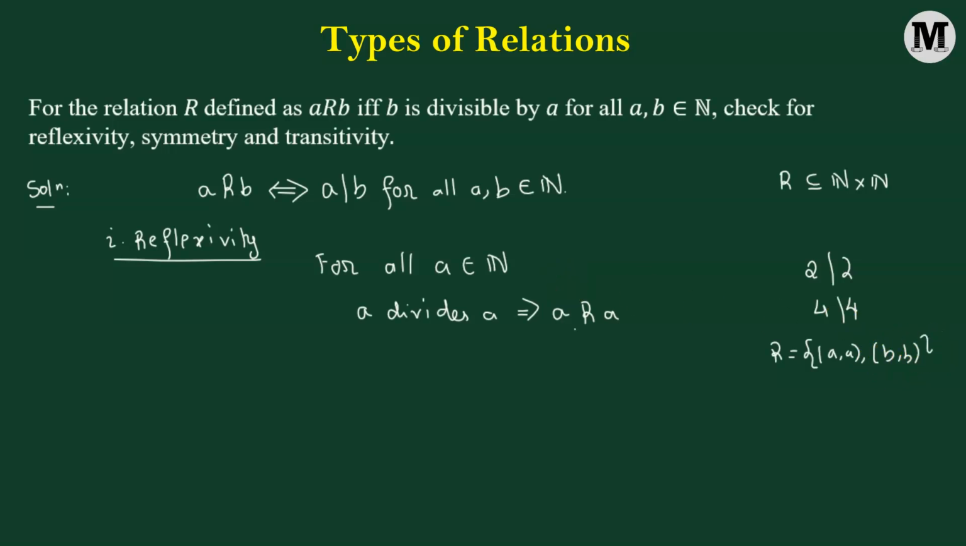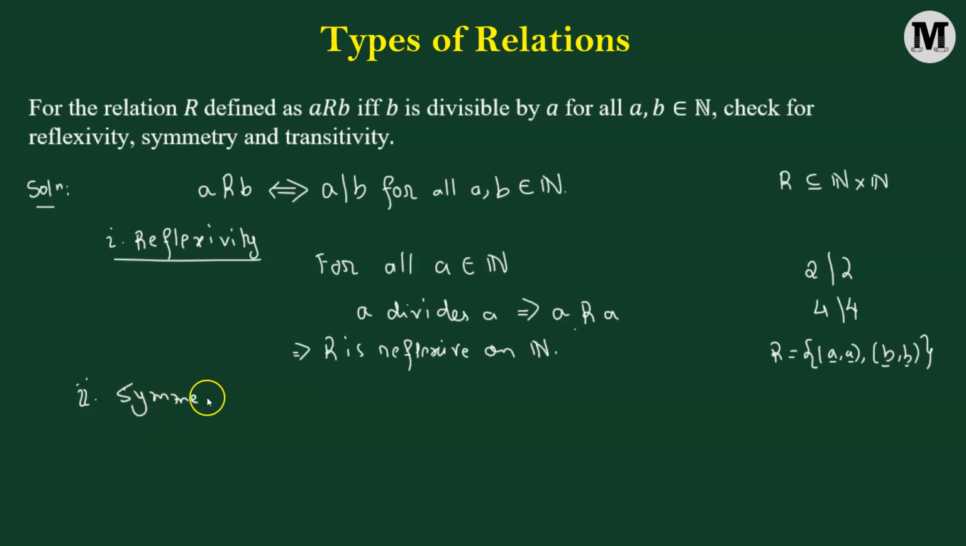This essentially means that any natural number that we consider is always going to divide itself. So A divides A, B divides B, which means that R is reflexive. R is reflexive on the set of natural numbers N. Okay, let's go to the second one. We will now check for symmetry.